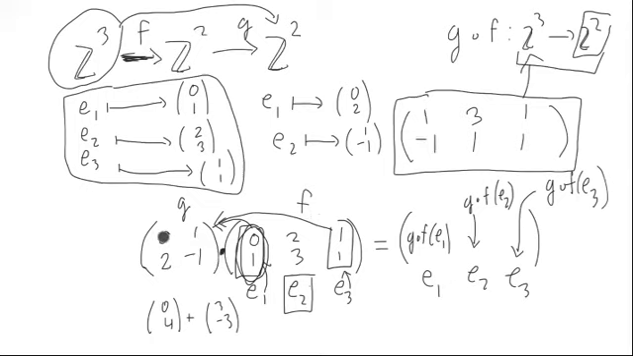Normal matrix multiplication means we take row and column. 0 times 0, 1 times 1 is 1. 2 times 0 plus negative 1 times 1 is negative 1. Then we take 0 times 2, 1 times 3. That's added together, that's 3. Then 2 times 2 is 4, plus negative 1 times 3, that's 1. 0 times 1 plus 1 times 1, that's 1, and 2 times 1 plus negative 1 times 1, that's just 1.